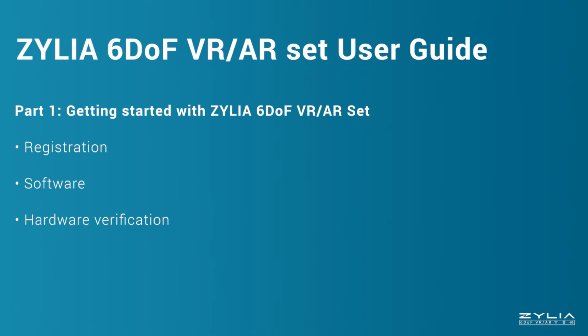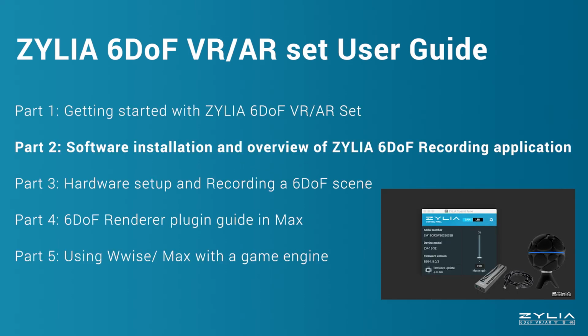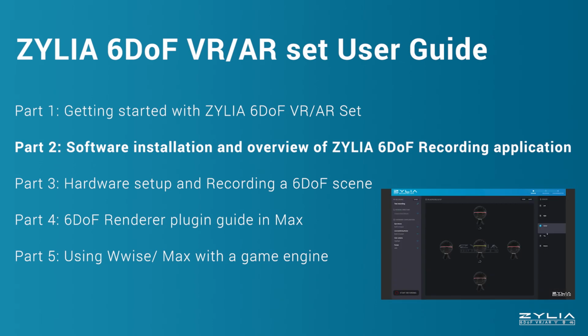With the hardware verified and a better understanding of the ZYLIA 6 Degrees of Freedom VR/AR set components, we conclude this first part. For any questions, please contact ZYLIA support and stick with us for the next video, where we will install and activate the necessary software and introduce the ZYLIA 6 Degrees of Freedom recording application for multi-point ambisonics recording.